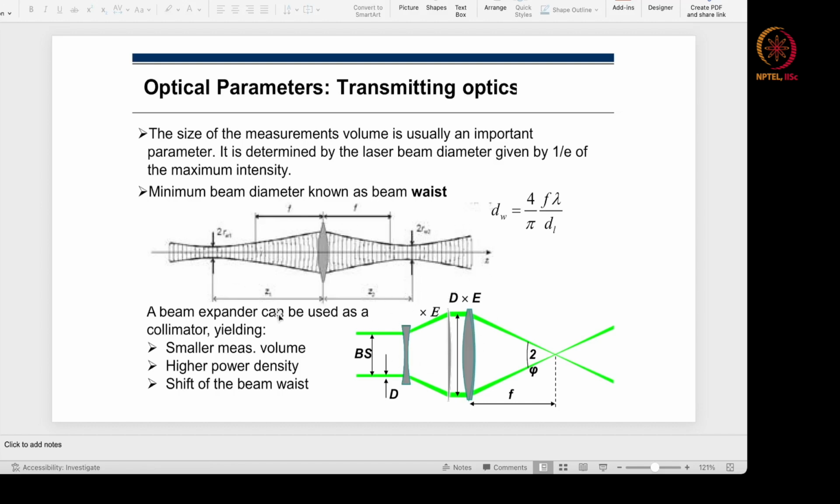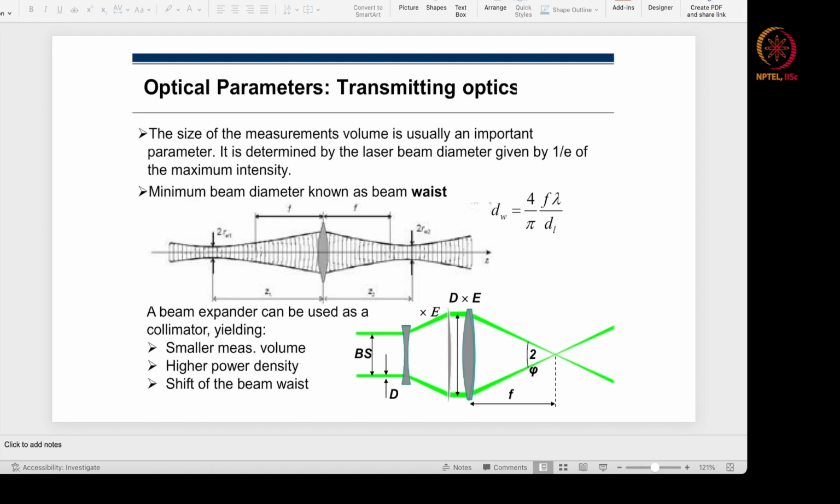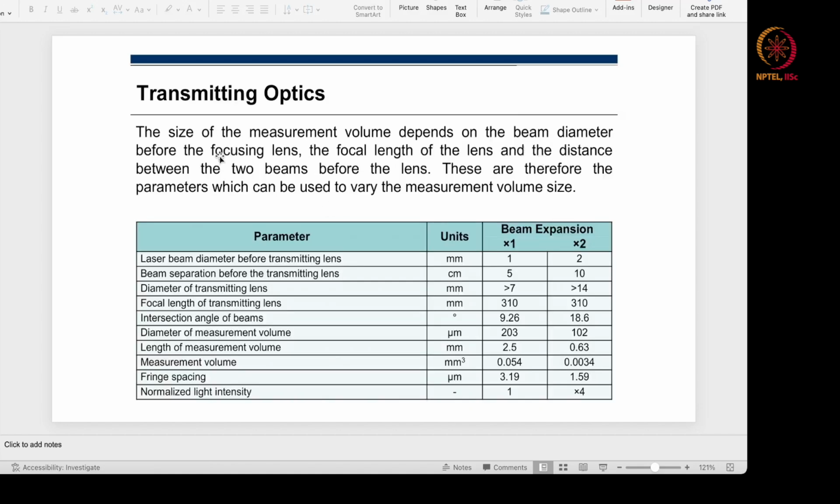So this is the interesting part, and this depends on the incoming diameter of the beam. For the transmitting optics, the size of the measurement volume depends on the beam diameter before the focusing lens. This is important. As this particular expression shows, it depends on the beam diameter before the lens, the focal length of the lens, and the distance between the two beams before the lens. These are therefore the parameters which can be used to change the measurement volume.